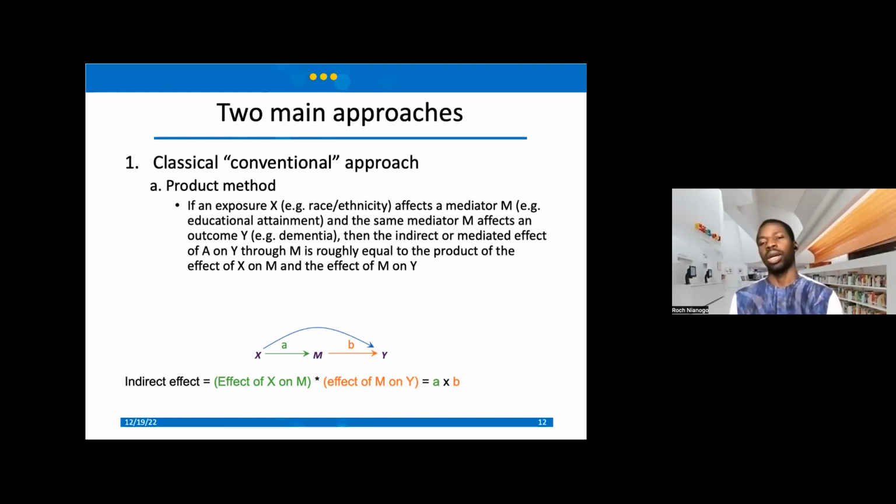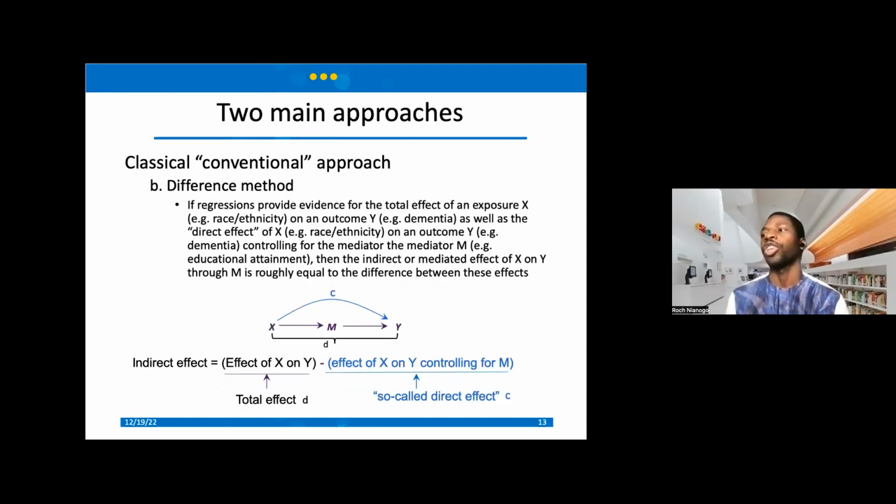So this is just one particular thing that we want to mention, but we'll see how other parts of this so-called conventional method break down. The second conventional method that we can think about is the difference method. This is very popular also in the social sciences.